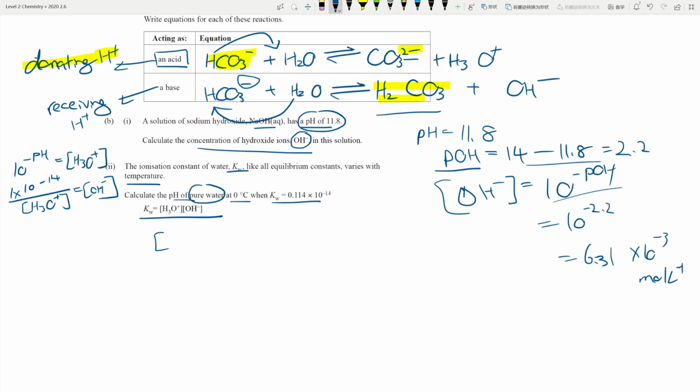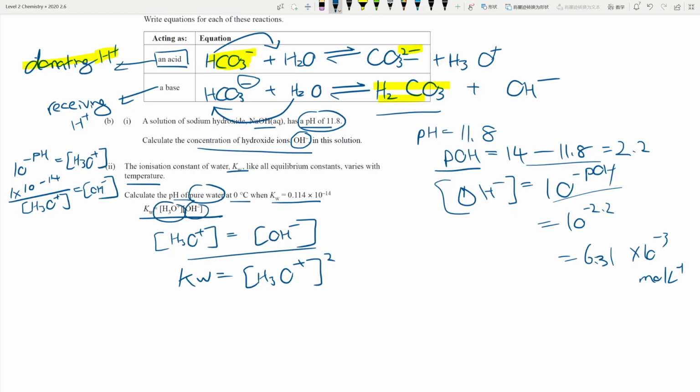We're looking at water, aren't we? So in water, the H3O plus and the OH minus concentrations are the same. That means Kw equals H3O plus squared. Because these two things are the same, it just means one thing multiplied by the same thing, so it's the same thing to the power of 2. So Kw equals 0.114 times 10 to the power negative 14, and you want to square root this number.